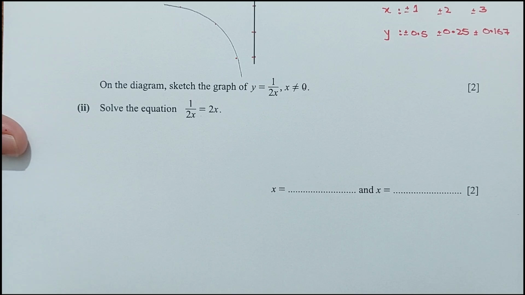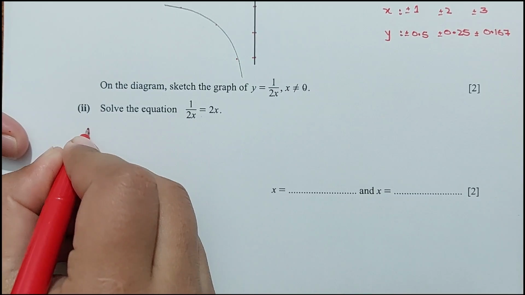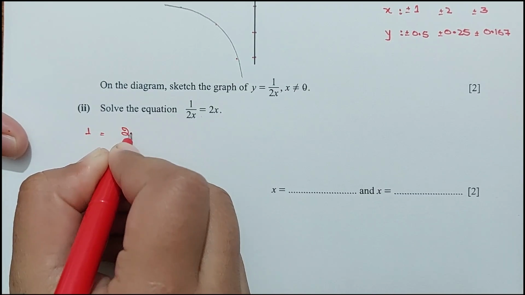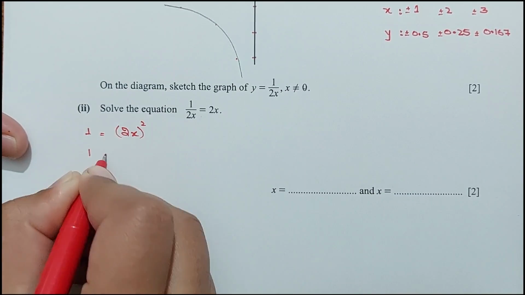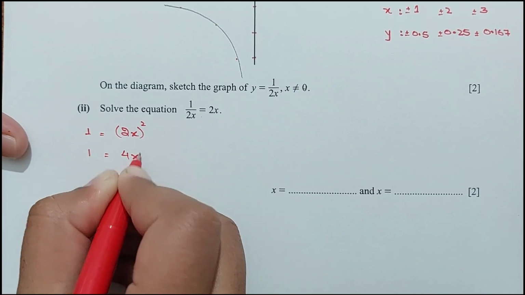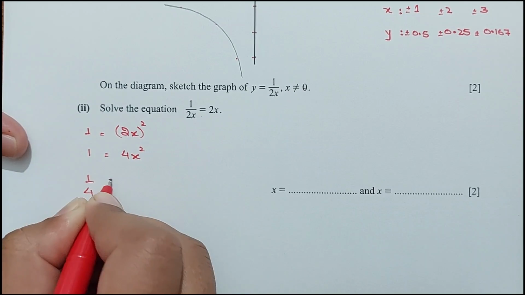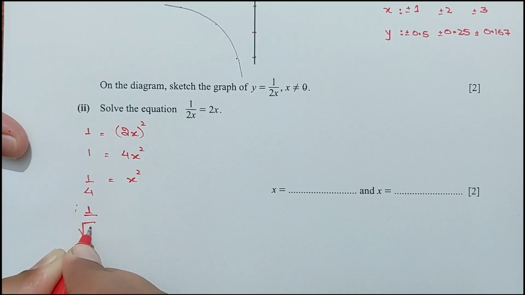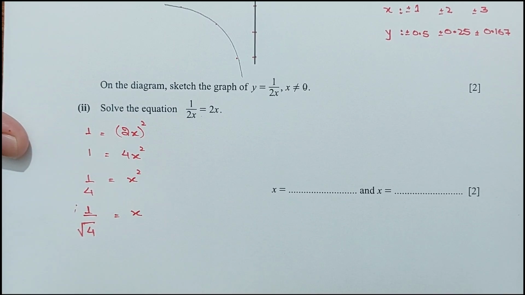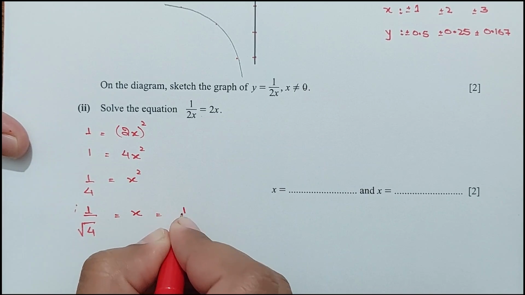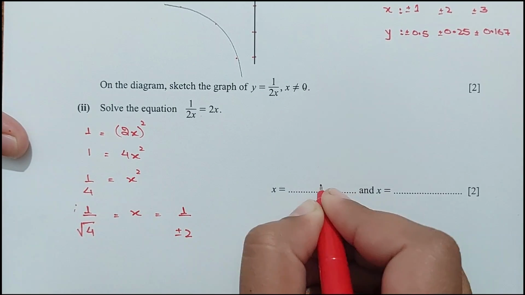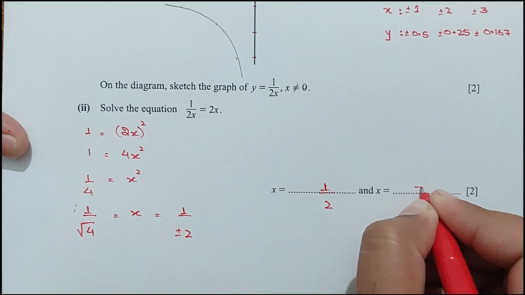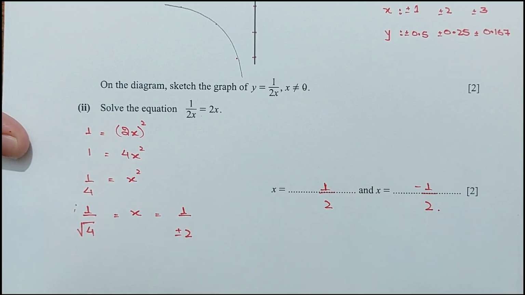Now for the second part, solve the equation 1 over 2x equals 2x. We have to solve for x. Here, 1 equals 2x squared, so 1 equals 4x squared, so 1 by 4 equals x squared. Then x equals 1 over the square root of 4, which is 1 over plus or minus 2. So 1 by 2 and minus 1 by 2 are the two solutions.